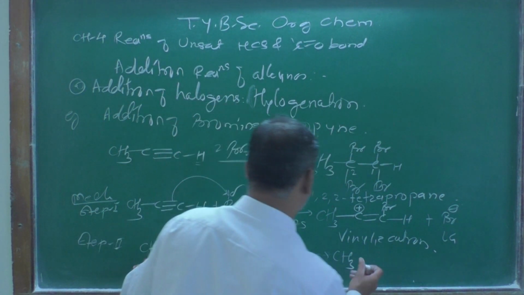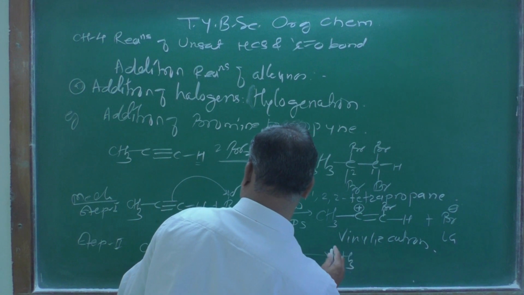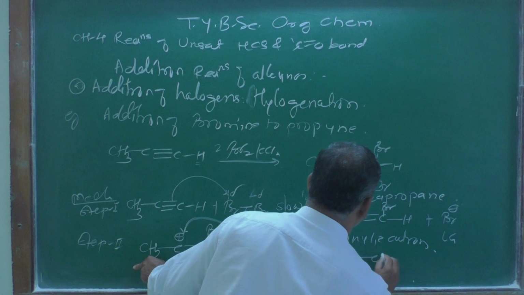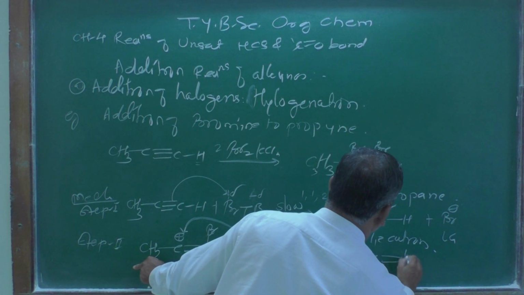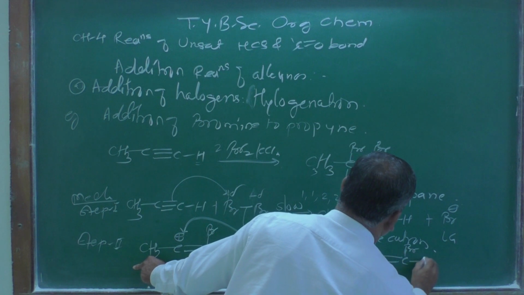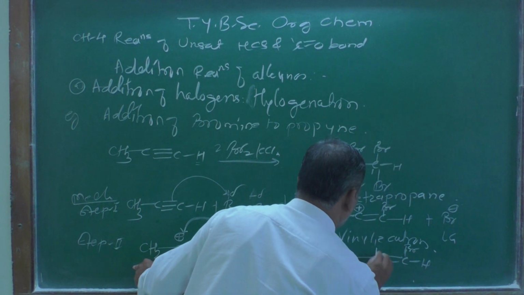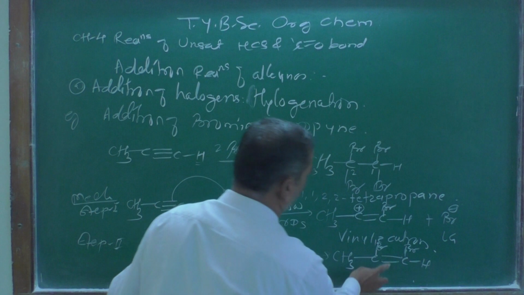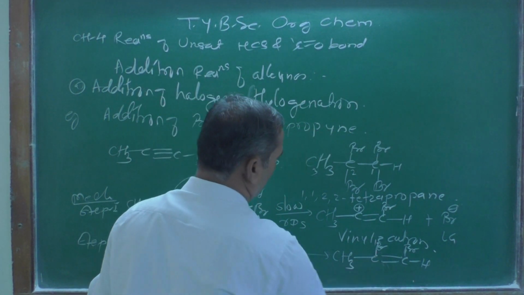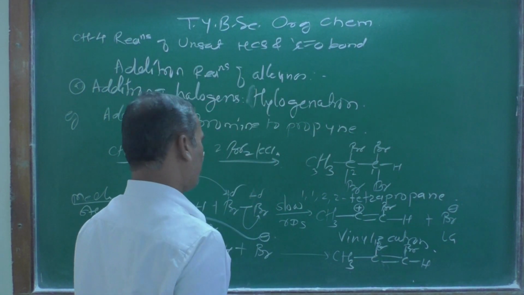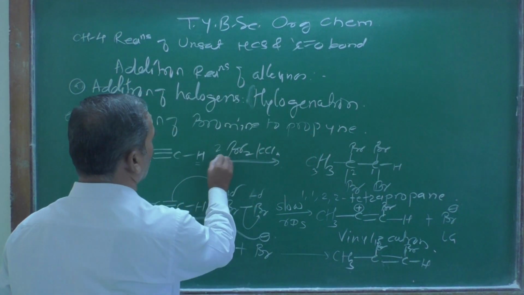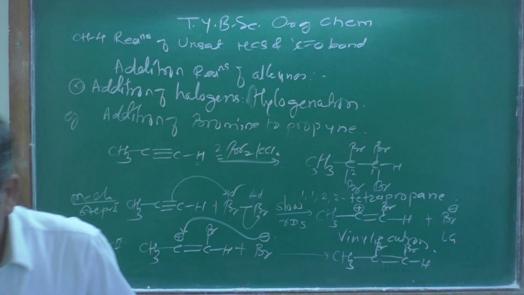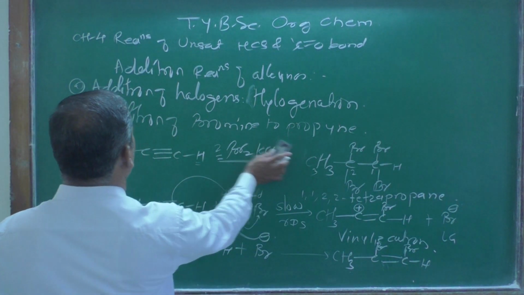This one we can call CH3, then C double bond C, one Br is here, H is there, and another Br which is coming from there attacks over there. Still 2 moles get consumed. So how do these 2 moles get consumed?